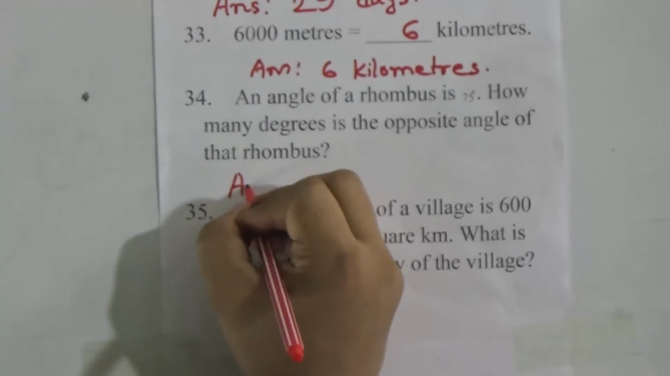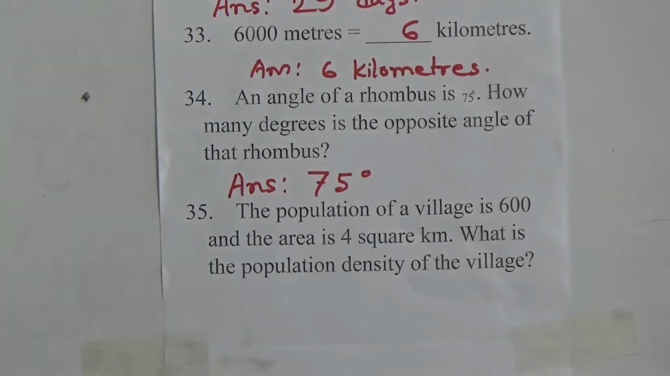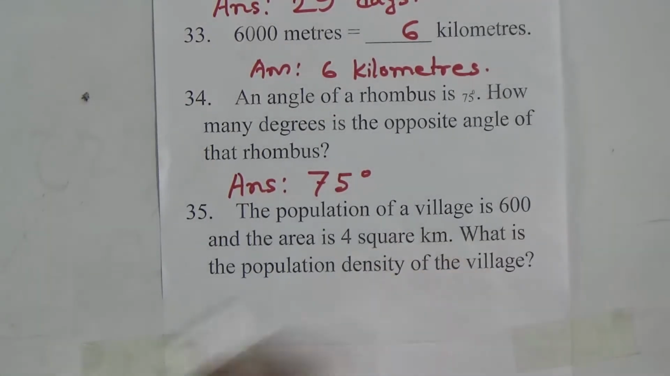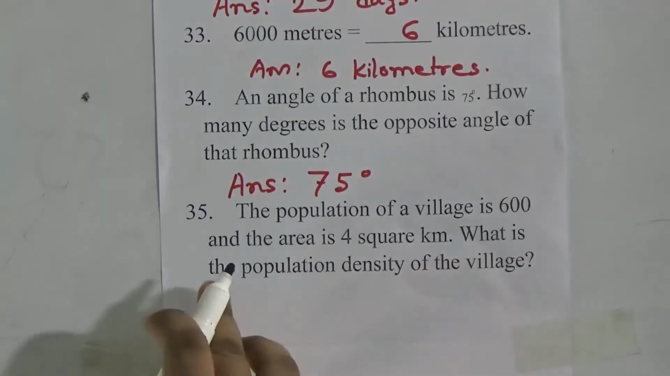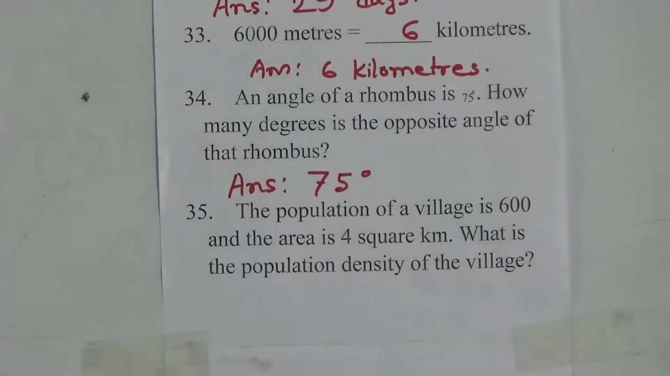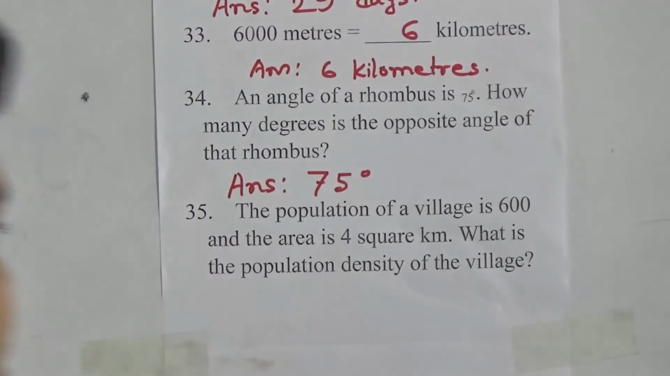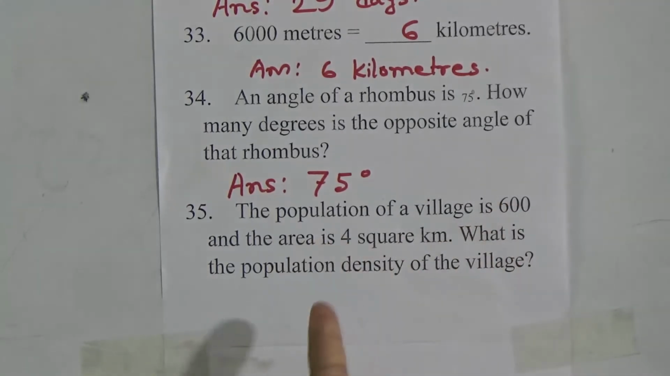Answer: 75 degrees. Next one, the population of a village is 600 and the area is 4 square kilometers. What is the population density of the village? My dear students, we already know the formula of population density. Population density equals population divided by area. That means we divide the number of people by the area and we get the population density.